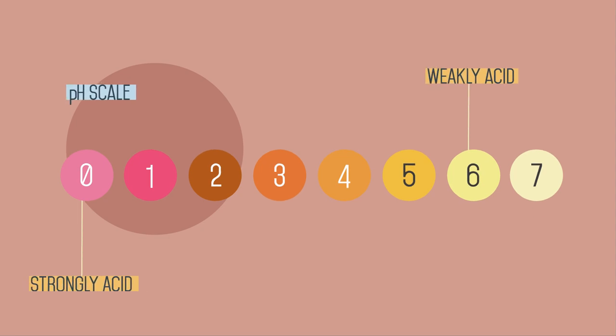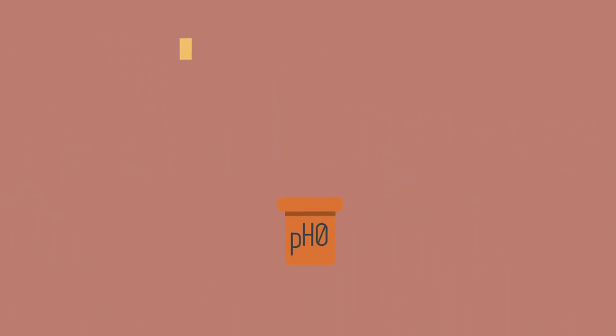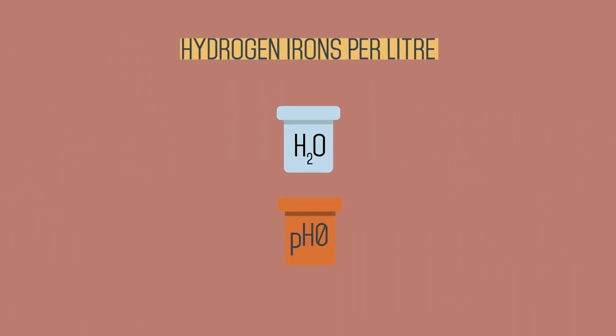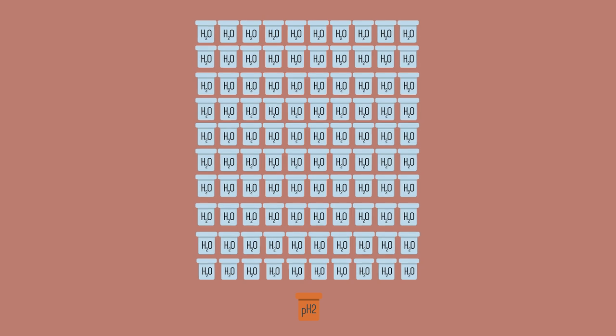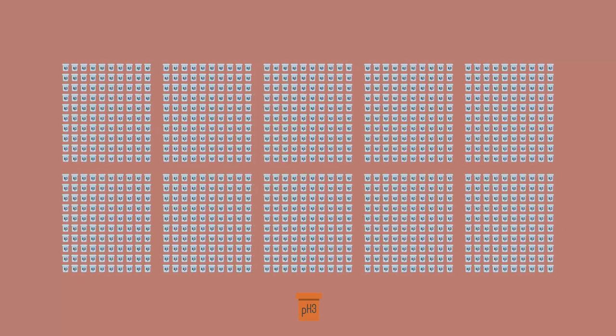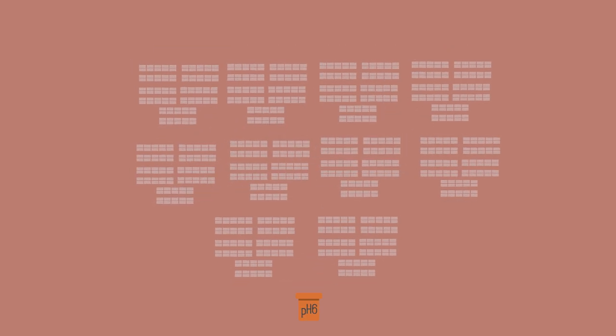Acids can be identified by using full-range indicator from 0 to 7 on the pH scale. pH is a measure of the concentration of hydrogen ions. For example, at pH 0, there is 1 mole of hydrogen ions per litre. At pH 1, just 1/10 of a mole of hydrogen ions per litre. Each increase of 1 unit of pH is a tenfold reduction in hydrogen ion concentration.